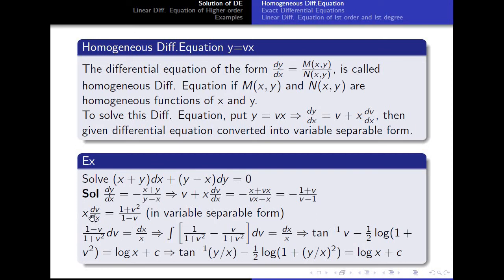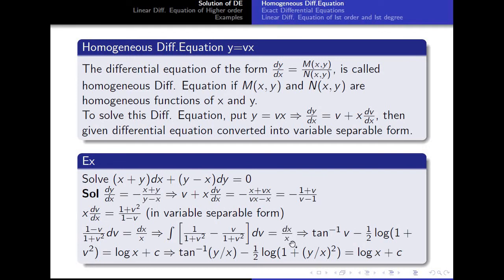Now we take the v terms separately and x terms separately, and we get (1 minus v) divided by (1 plus v square) dv is equal to dx divided by x. We have to integrate this. We will integrate by taking separate terms: 1 divided by 1 plus v square and minus v divided by 1 plus v square. We can write it this way, equal to the integration of dx by x.